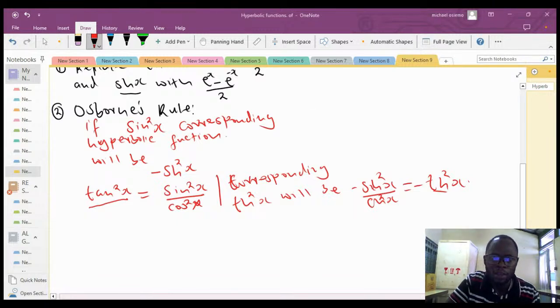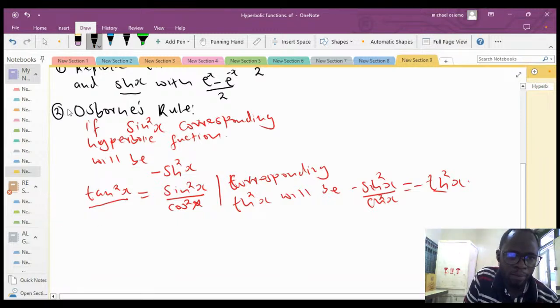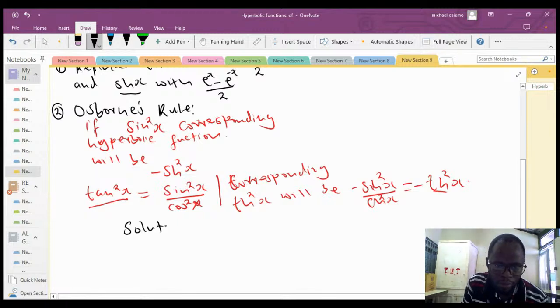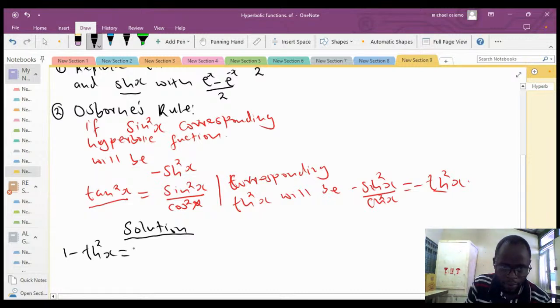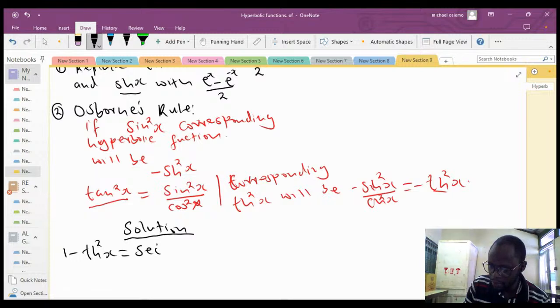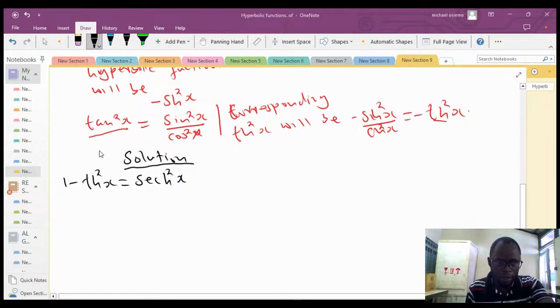So in this case, let us just apply the first one so that we can substitute. So we have now the solution, the solution of our proof. Our proof is to show that 1 minus the tanh squared of x is equal to the sech squared of x.